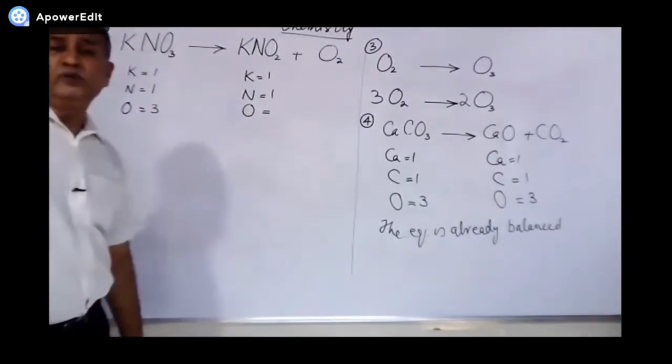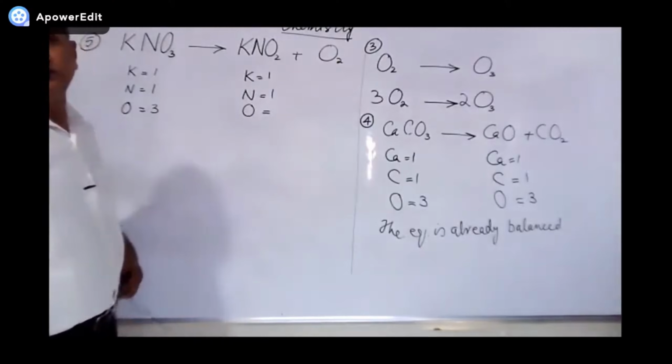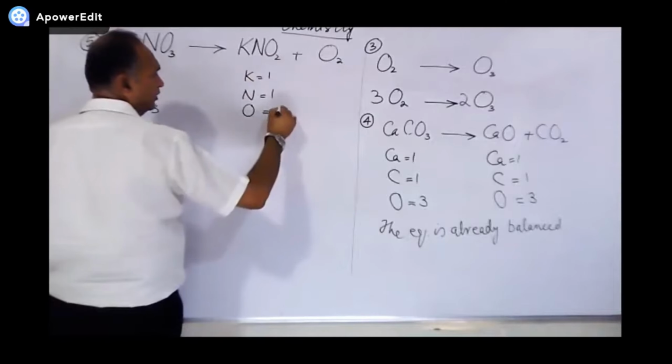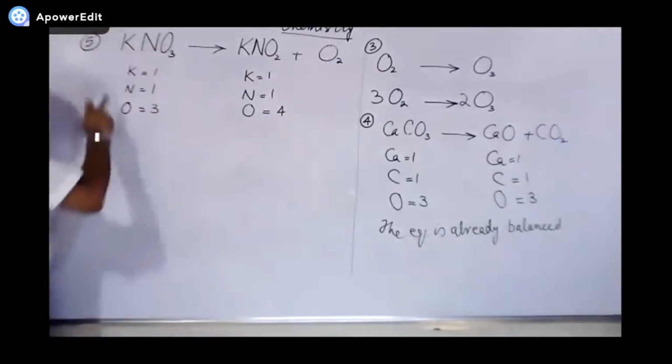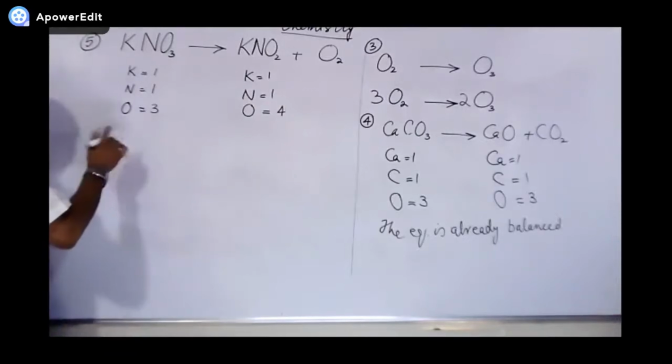This is the first and the most important step: to recognize the number of atoms present on the left or right side. So how many oxygen do we have? 2 plus 2, 4. So except these two, oxygen is unbalanced. Okay? Now we are trying to balance it.